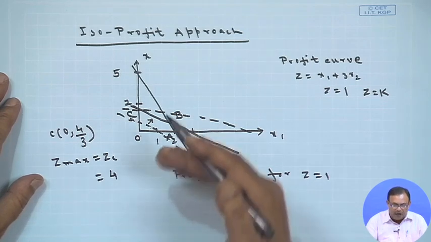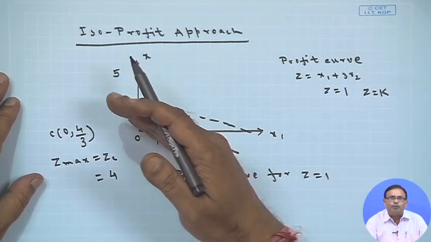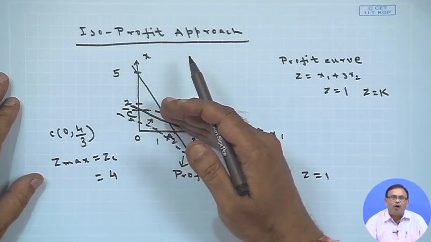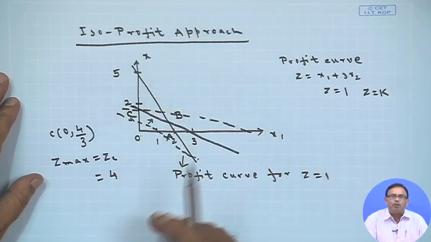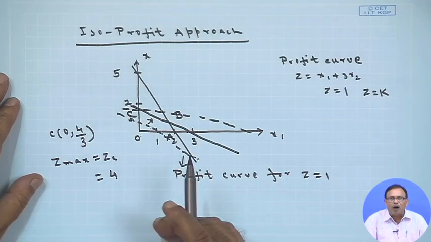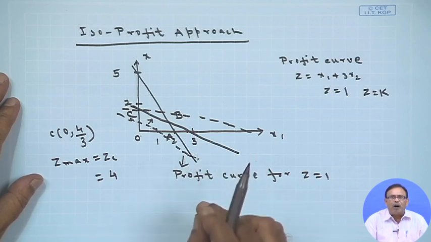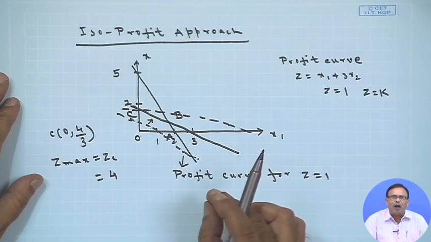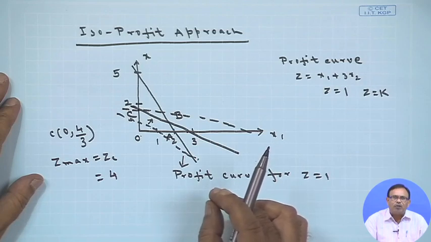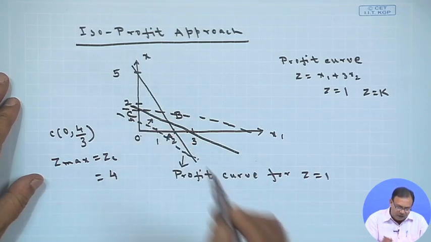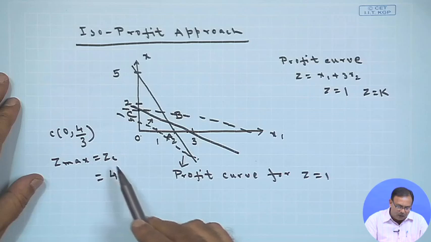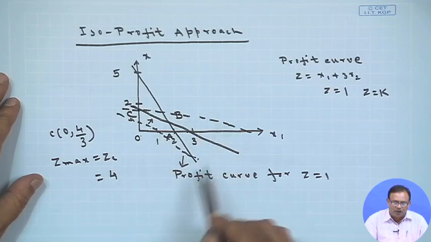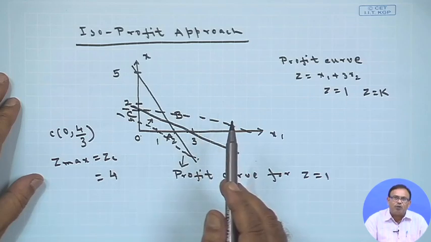So, the basic idea is to move the line away from the origin so that your profit becomes optimum, and at some boundary point it will cut where you will get the maximum value of z. For this particular problem, you obtain the maximum value of z at the point C. Therefore, your optimum value remains the same. So, this is the isoprofit approach.